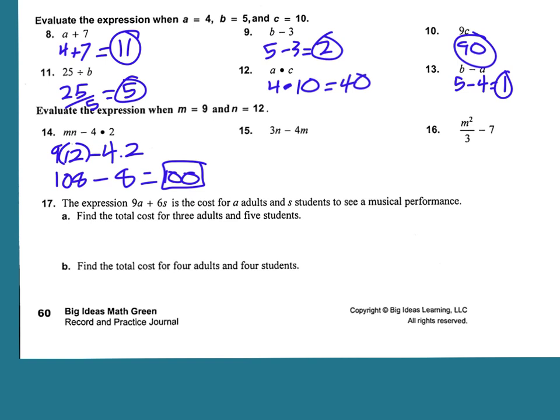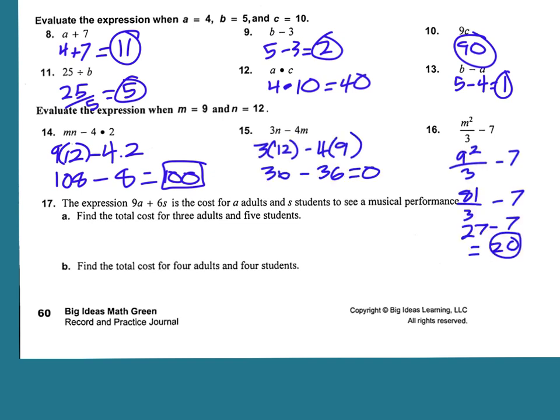So I'm going to have you pause it again, and I want you to try number 15 and number 16 and see what you come up with. All right, so on number 15, you should have got 3 times 12 minus 4 times 9. That's 36 minus 36, which equals 0. On this one, you get 9 squared divided by 3 minus 7. That's 81 divided by 3, which is 27. Minus 7 is 20.